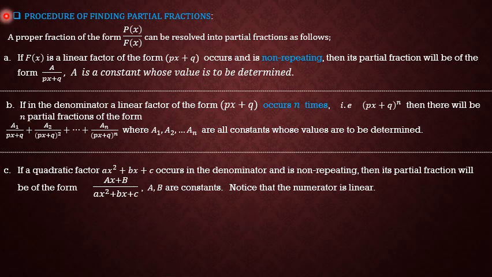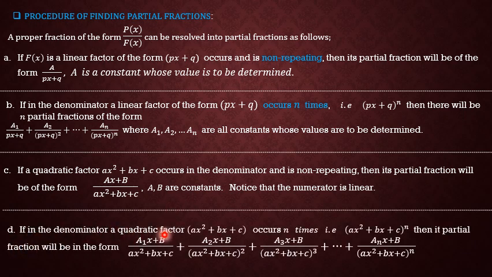Now let's move to case D, point D. Point D says if in the denominator a quadratic factor ax squared plus bx plus c occurs n times, that is, taking what will be in the denominator and raising it to a power n, then its partial fraction will be in the form a1x plus b divided by ax squared plus bx plus c, plus a2x plus b divided by ax squared plus bx plus c all squared, plus a3x plus b divided by ax squared plus bx plus c all cube, plus dot dot dot plus anx plus b divided by ax squared plus bx plus c all to the power n.